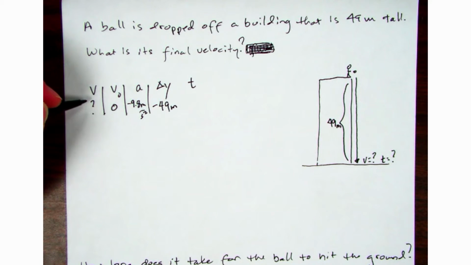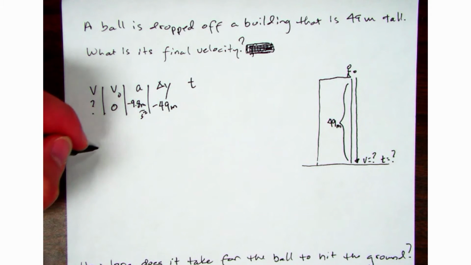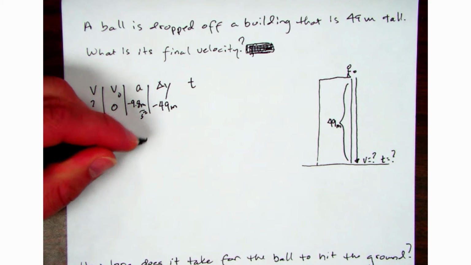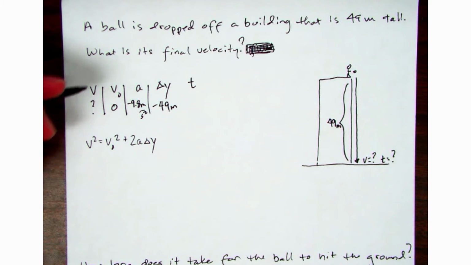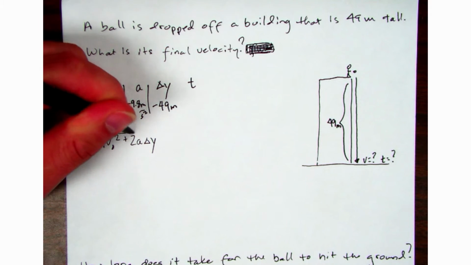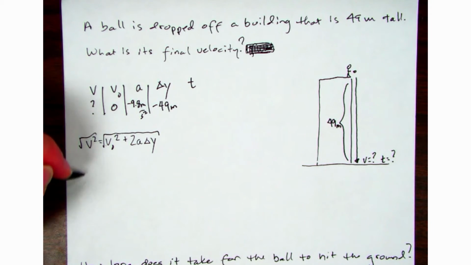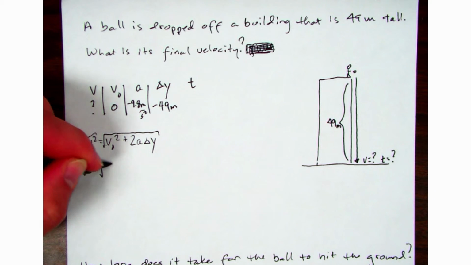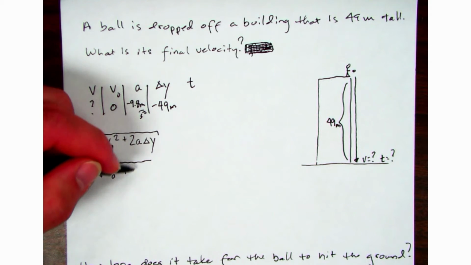So I look at my chart, I've got the first 4 variables. That means I'm going to use equation number 4. So V squared equals V naught squared plus 2A delta Y. I'm going to solve for V, so I don't have to do any real rearranging here, but I will have to take the square root of both sides to get just V. So V equals the square root of V naught squared plus 2A delta Y.